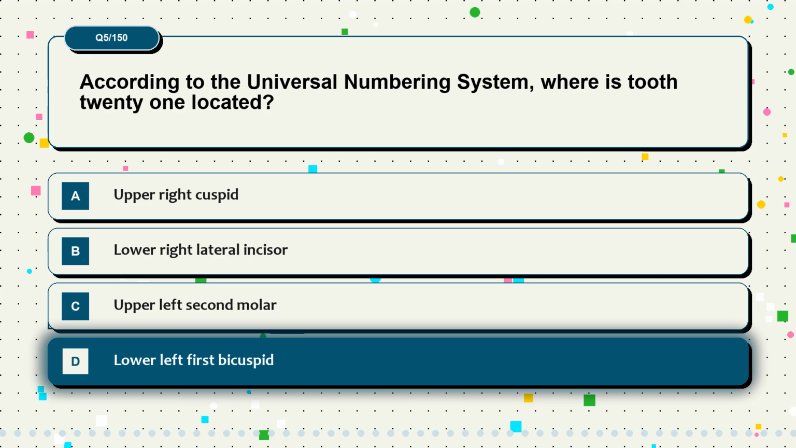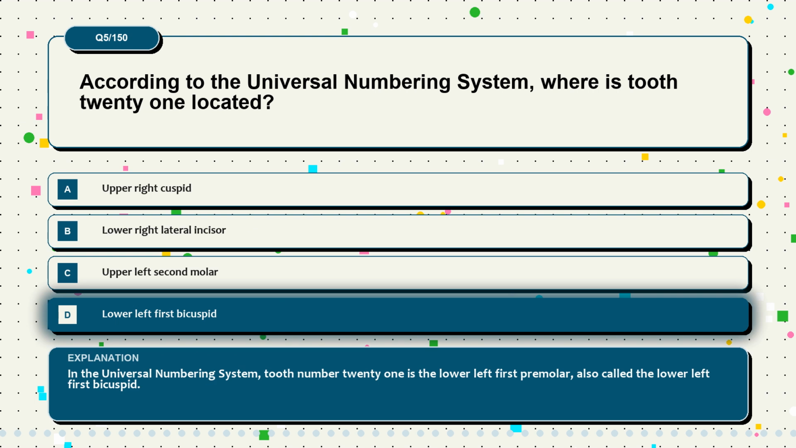The correct answer is option D. Lower left first bicuspid. In the universal numbering system, tooth number 21 is the lower left first premolar, also called the lower left first bicuspid.